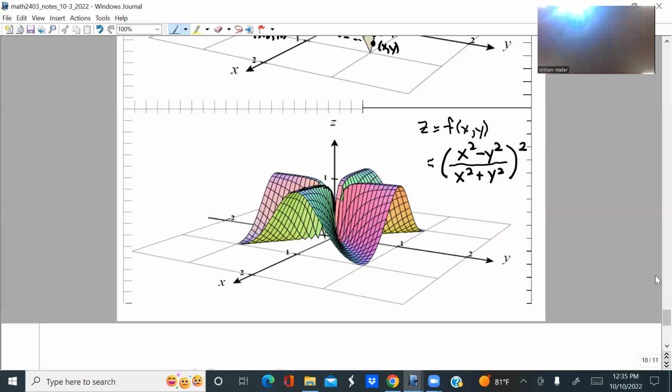occur. So let's try approaching that point 0, 0. Let's try approaching along this path, along the y-axis from this direction. Let's draw a picture of that. So right here, we're going to try approaching 0, 0 along this path. So what path is that?